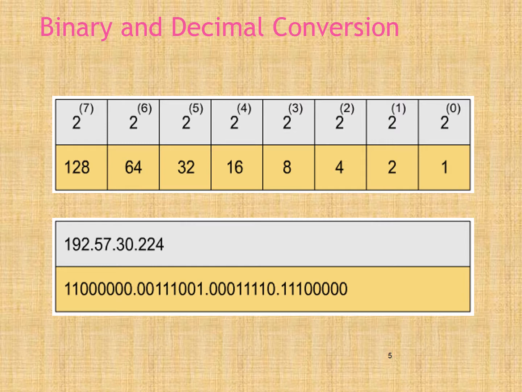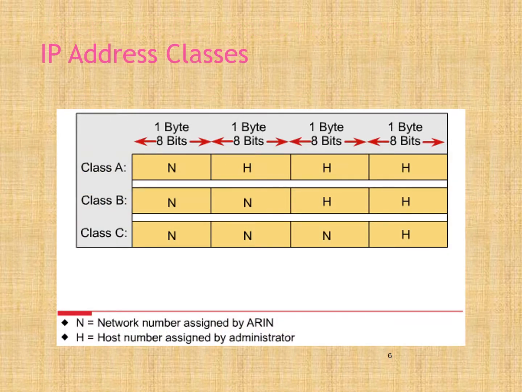Conversion: 2 to the power 7 is 128, 2 to the power 6 is 64, 2 to the power 5 is 32, 2 to the power 4 is 16, 2 to the power 3 is 8, 2 to the power 2 is 4, 2 to the power 1 is 2, 2 to the power 0 is 1. Now the address classes: class A, B, C.